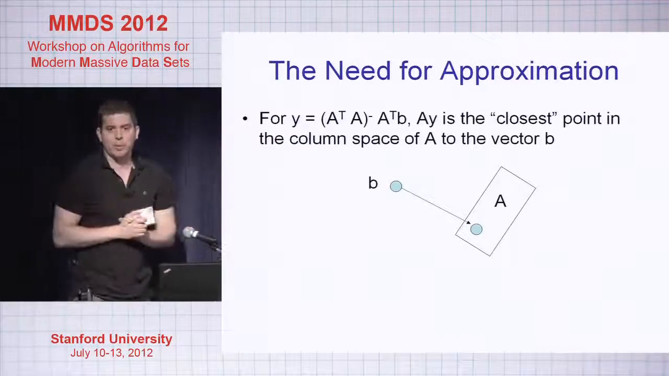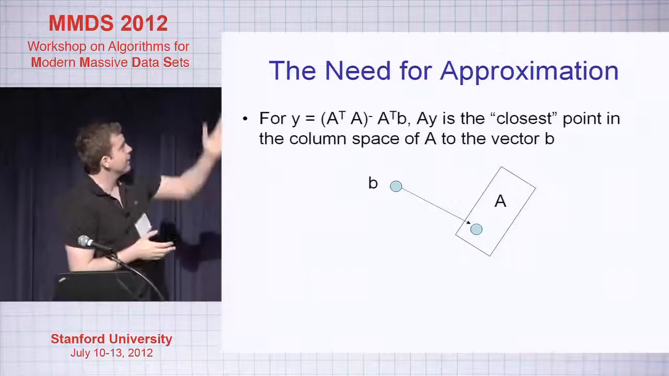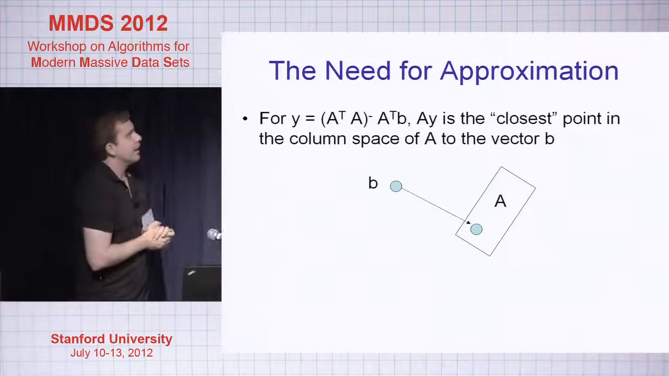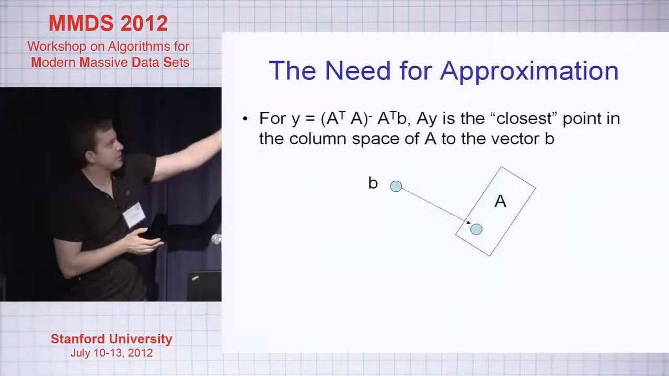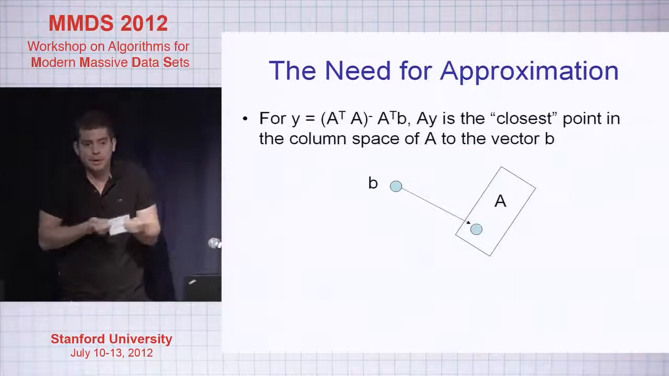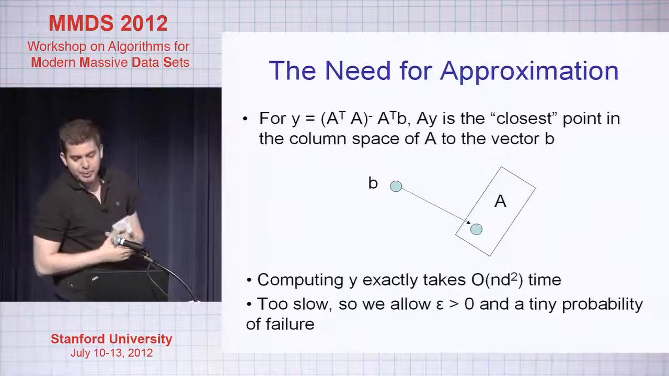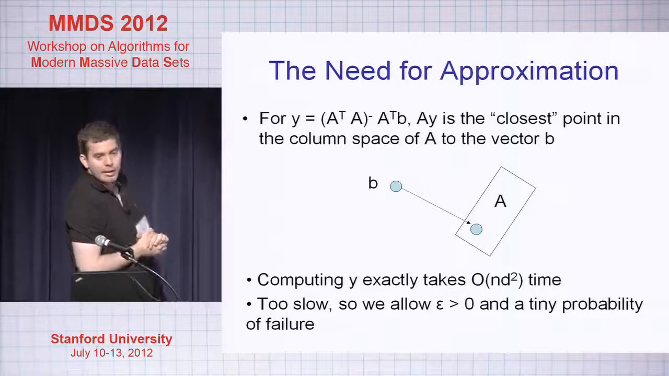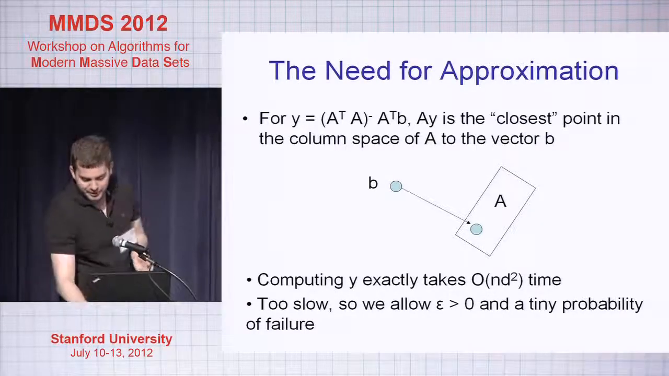Now, just a quick comment, why are we looking at the approximate version of regression? There's actually a closed form solution for this problem. So y can be expressed as (A transpose A) inverse A transpose B. Ay is just the projection of B onto the column space of A, so the closest point in the column space of A to B. But computing y exactly takes a lot of time, order nd squared time, and we're going to shoot for a much better running time. So this is why we have approximation and randomization.